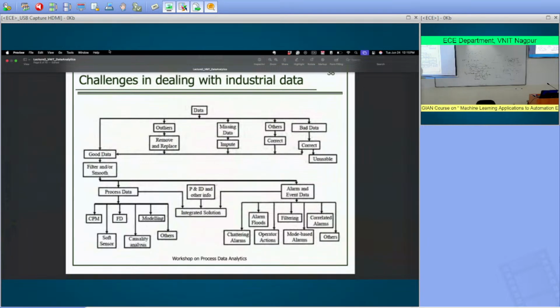So once you have the data, you might want to smooth and filter the data. Then you have to process the data. You can build models, soft sensors, do causality analysis, and a variety of other things. Some of these boxes here are not entirely relevant to what we're doing in this course, but I think you have to be able to execute all the steps up to filtering or smoothing before you feed your data to machine learning algorithms.